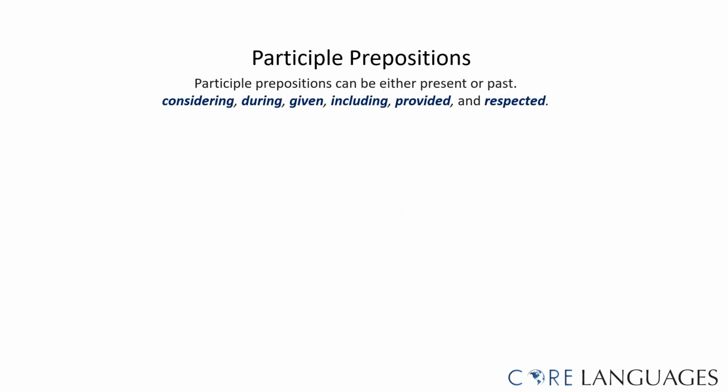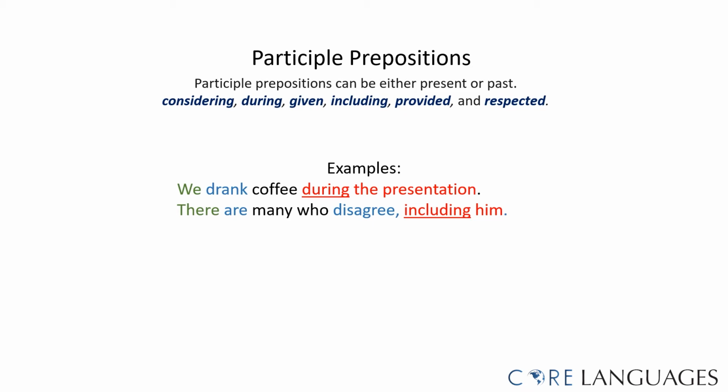Participle prepositions are prepositions that are derived from the participle of a verb. For example, considering, during, given, including, provided, and respected. For example, we drank coffee during the presentation. There are many who disagree, including him. You are doing well, considering the circumstances.